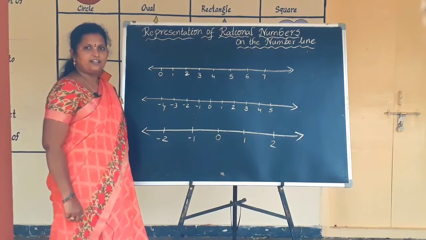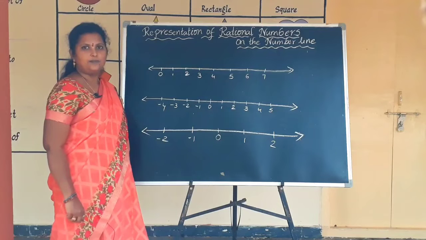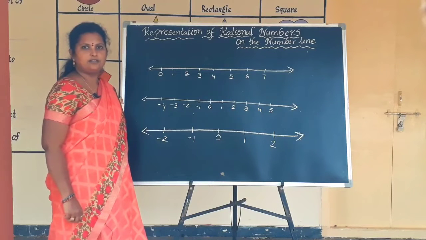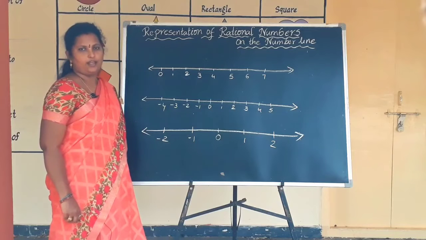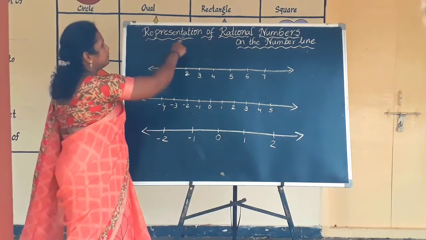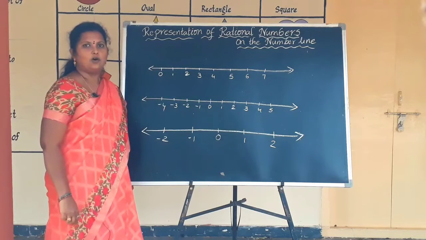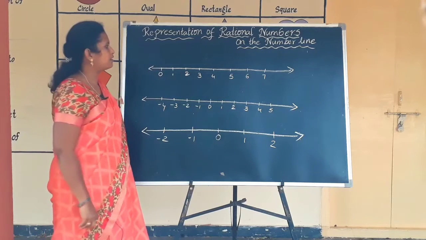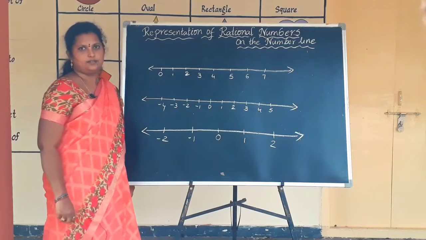In the previous class, we discussed the definition of rational numbers and also the properties of rational numbers. Today, in this class, we are going to discuss the representation of rational numbers on the number line. Let us see.